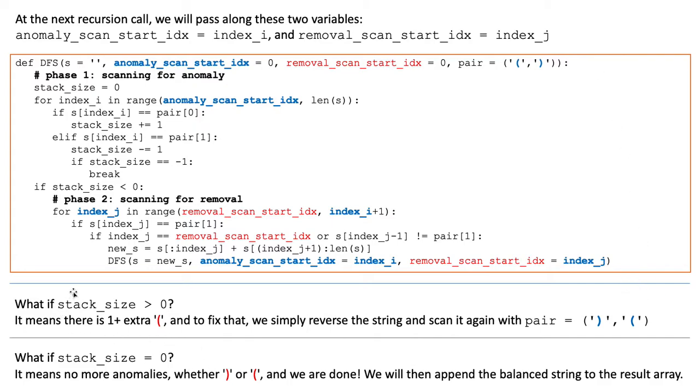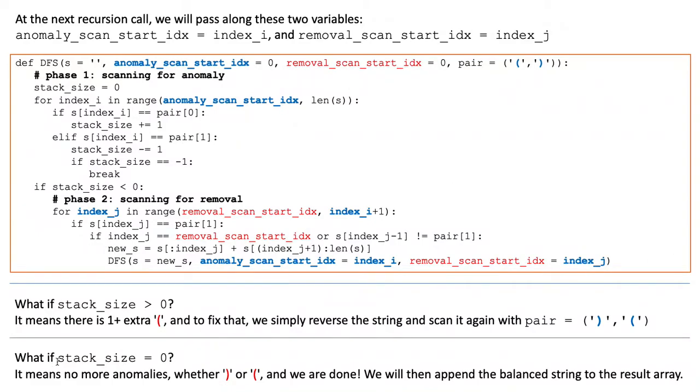Now we will consider some additional conditions. First of all, what if the stack size is larger than 0? It means there is at least one extra opening bracket that is unpaired. To fix that, we will scan it again from right to left with a reversed pair of brackets. And to reuse our code, we can simply reverse the string and scan from left to right again.